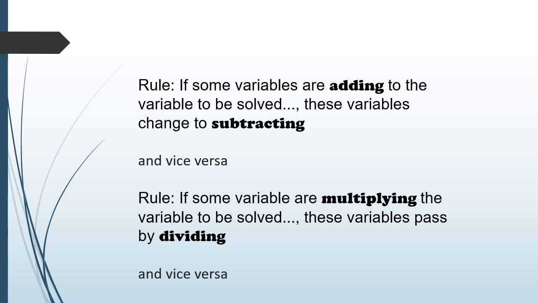These are the rules. If some variables are adding to the variable that we want to solve, then these variables go to the other side by subtracting, and vice versa. If some variables are multiplying the variable to be solved, then these variables go to the other side by dividing, and vice versa.